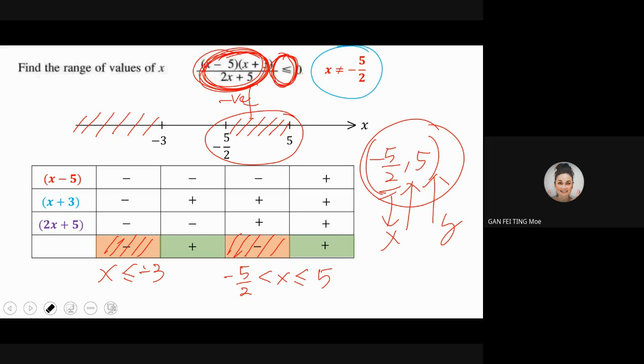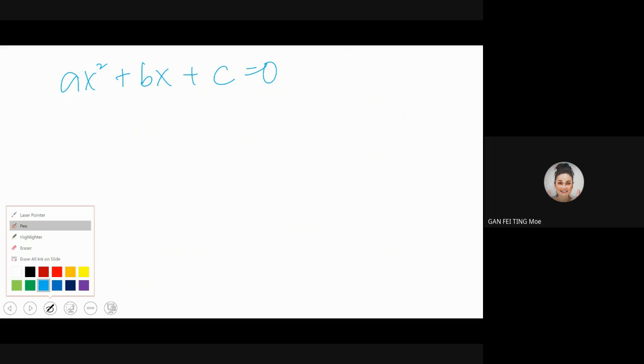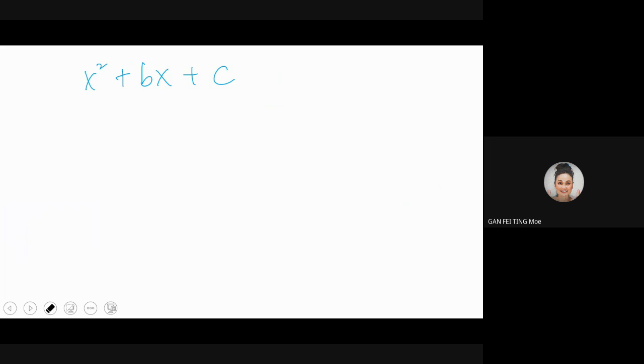This is a little bit different from a normal exam question. So let's continue with a revision on this. Let's say I give you ax squared plus bx plus c equals to 0. I remove the a, I want my a to be 1. So let's say I give you the inequality sign. I want you to recall the steps before I close my slot. Let's say it's greater than or equal to 0.